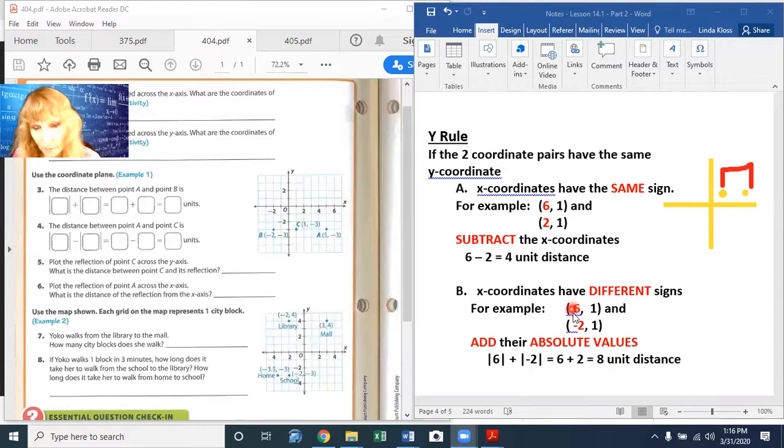We have 6 and we have a -2. So we have a positive and a negative. Then you're going to have to add their absolute values. So we're going to have to add absolute value of 6 plus the absolute value of -2, which is then 6 plus 2 equals 8. So let's see how that will look on the coordinate graphing plane.